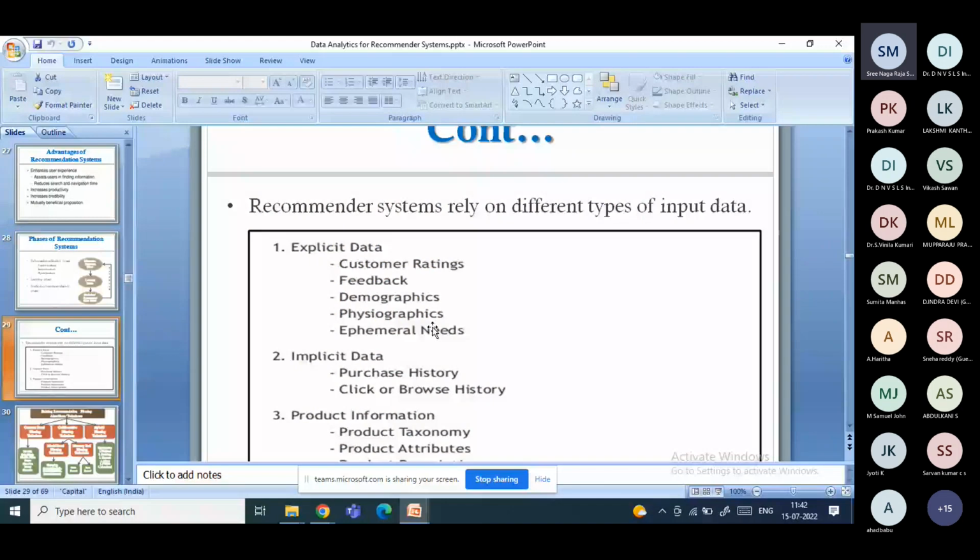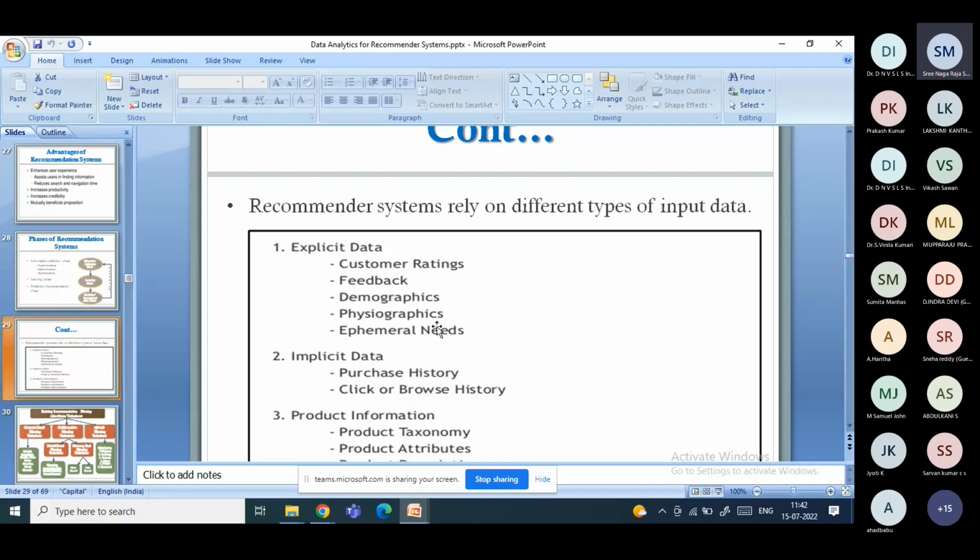Now, the input. What is the input to the recommendation systems? The input to the recommendation systems is explicit data. Definitely, in the learning phase, we are using machine learning algorithms. What inputs are we going to give to the recommendation systems? We need to give explicit data. What is the explicit data? We have to collect the explicit feedback. So what is the explicit data or explicit feedback?